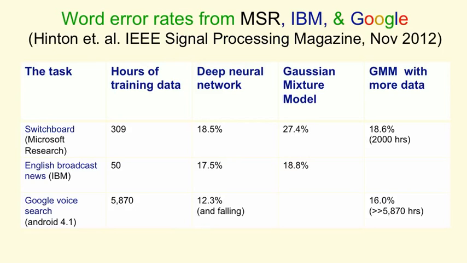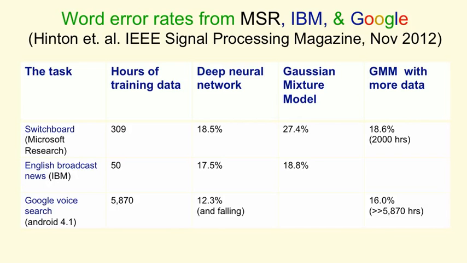So if you look at recent results from several different leading speech groups, Microsoft showed that this kind of deep neural network, when used as the acoustic model in a speech system, reduced the error rate from 27.4% to 18.5%, or alternatively, you could view it as reducing the amount of training data you needed from 2,000 hours down to 309 hours to get comparable performance.